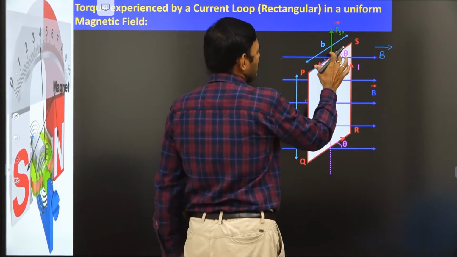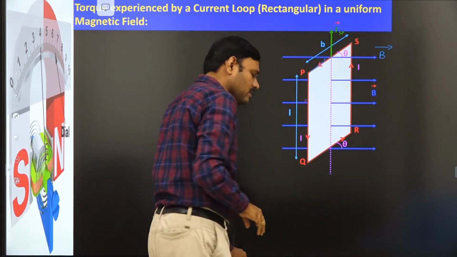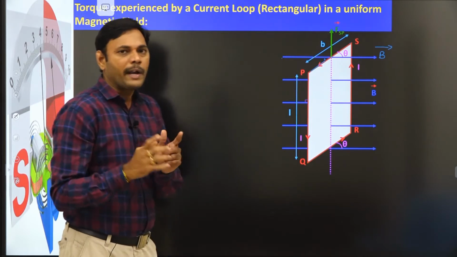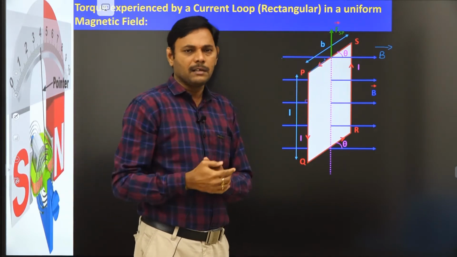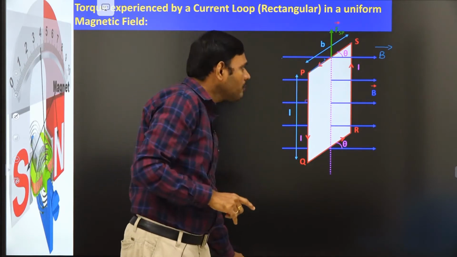Let us consider the SP arm of the coil. Then what is the force acting? FSP. Then what is its direction? Here, to find the force acting on the current carrying wire in a uniform magnetic field, we have the formula.